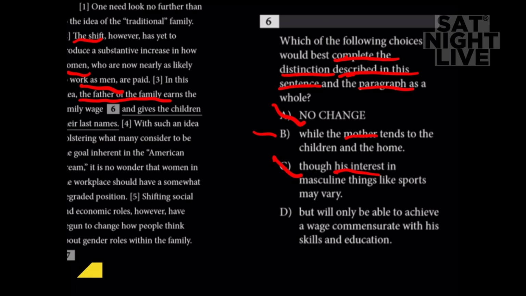And then, but we'll only be able to achieve a wage commensurate with his skills and education. Notice how in these wrong answers, I'm really able to put my pencil and my focus on a part that's making them incorrect. This again ties to the father. With all of that in mind, only one of my answers had the distinction between father and mother, man and women, and that's choice B.